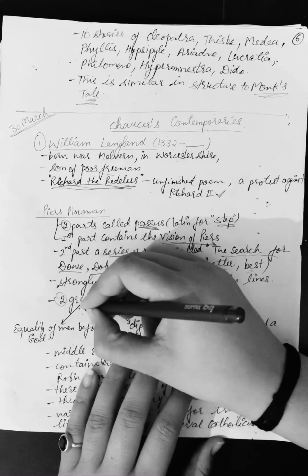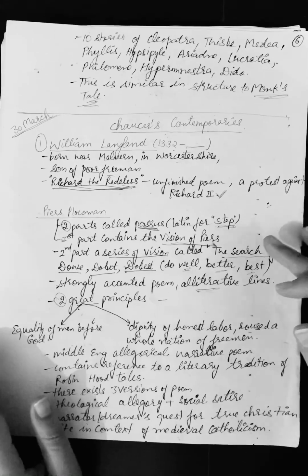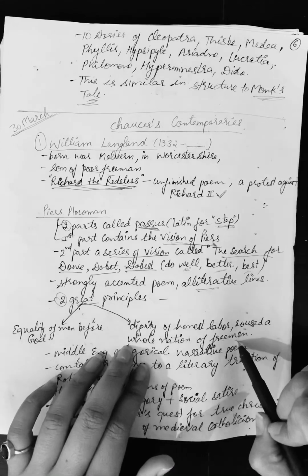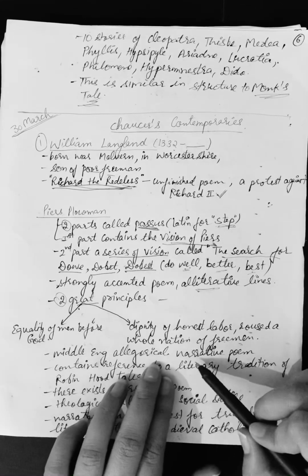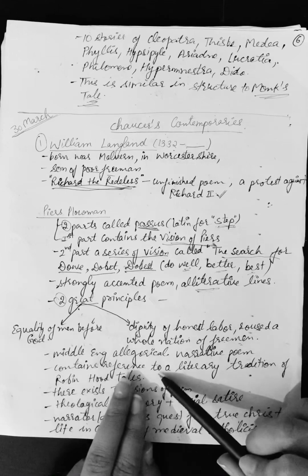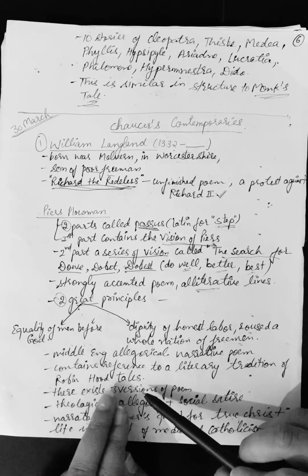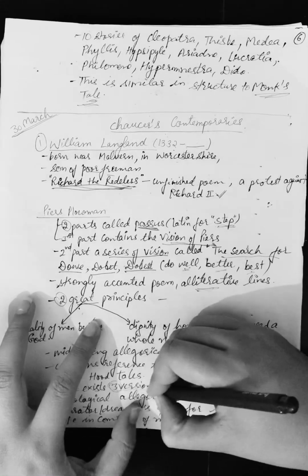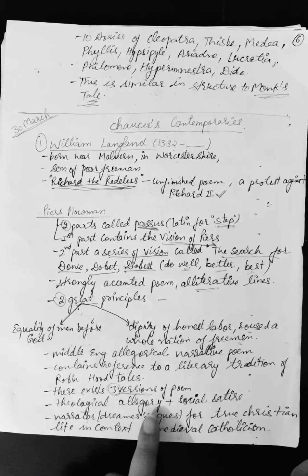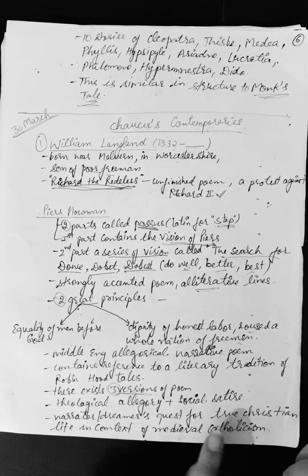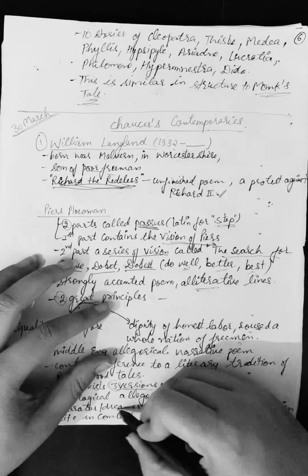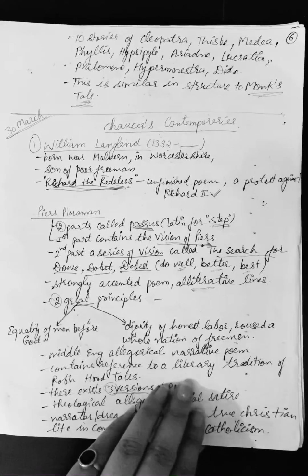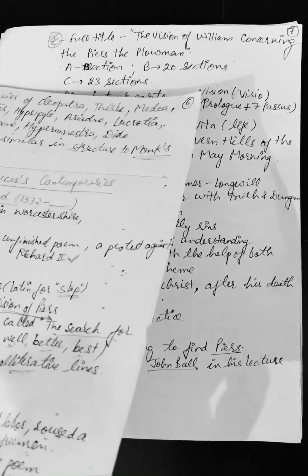There are two great principles of this work: the equality of man before God, and second, the dignity of honest labor, which roused the whole nation of freemen. It is a Middle English allegorical narrative poem. It contains references to the literary tradition of the Robin Hood tales. There are three versions of the poem. It is a theological allegory as well as a social satire, with the narrator or dreamer's quest for the true Christian life in the context of medieval Catholicism.